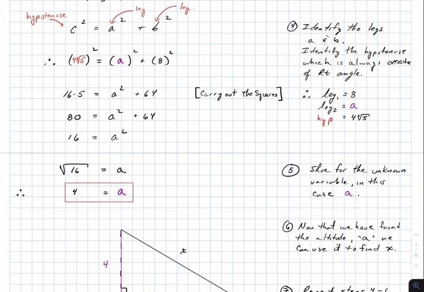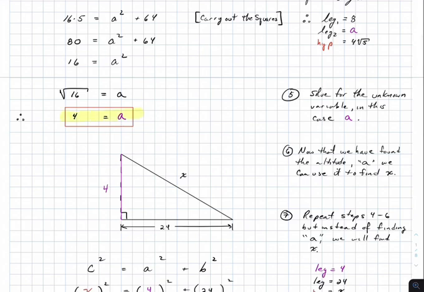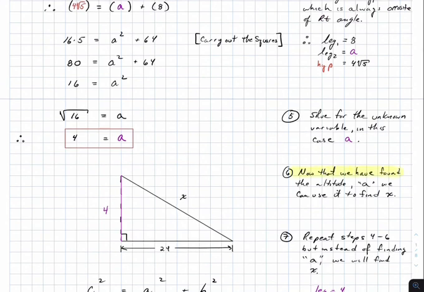Then I subtracted 64 from both sides and realized that A squared is 16. Remember, when we're solving for the unknown, we're always looking for inverses or opposites. That's our primary goal at this point, okay? Remember that the way to undo a square is by using the square root, and the way to undo a square root is to square. So we now know that A is 4. Well, that's great. That's the altitude. So we now have the altitude. Perfect.